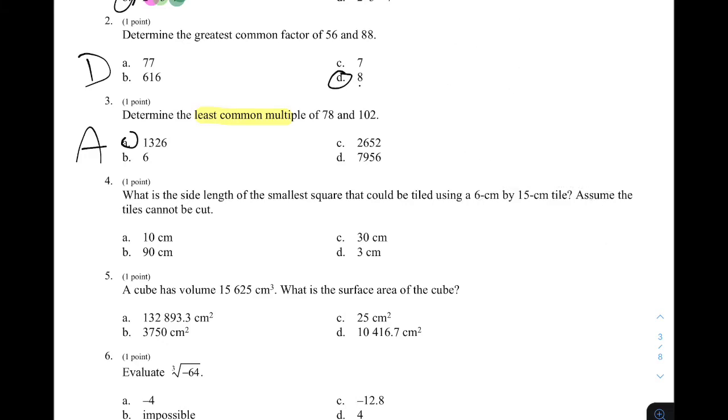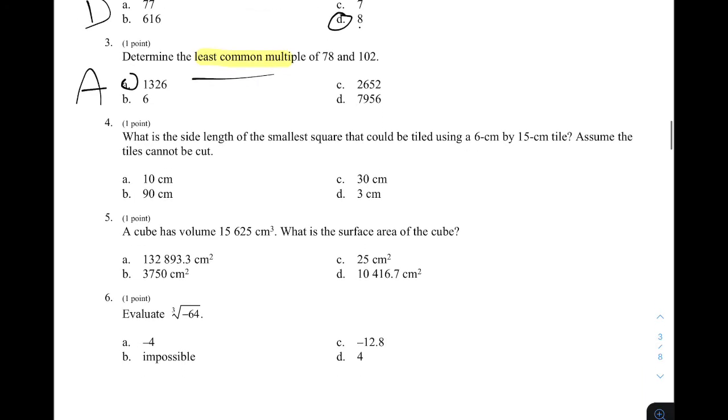All right. Number 4. So GCF, we did the tree method and we stopped when we had no common factors. LCM, we did the tree method and we kept going until the very end. So we had 1s only at the bottom. Question 4, what's the side length of the smallest square that could be tiled using a 6 by 15 centimeter tile?